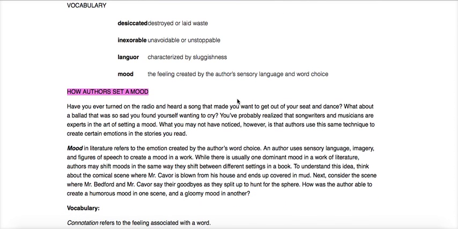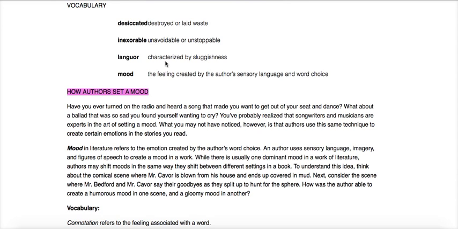So our vocabulary, we have 4 vocabulary words for this assignment. Desiccated means destroyed or laid waste. So in a war, say a bomb might have desiccated an area. So it would have destroyed or wasted the area. Inexorable means unavoidable or unstoppable. You could say that maybe a hurricane is inexorable, it's unstoppable.